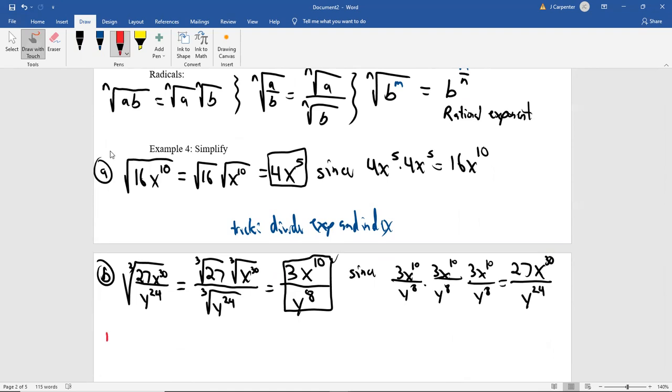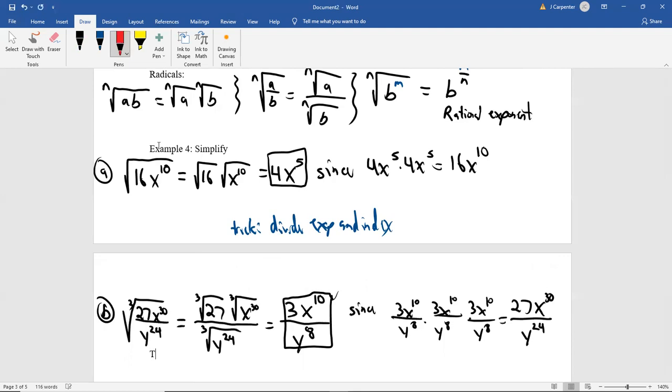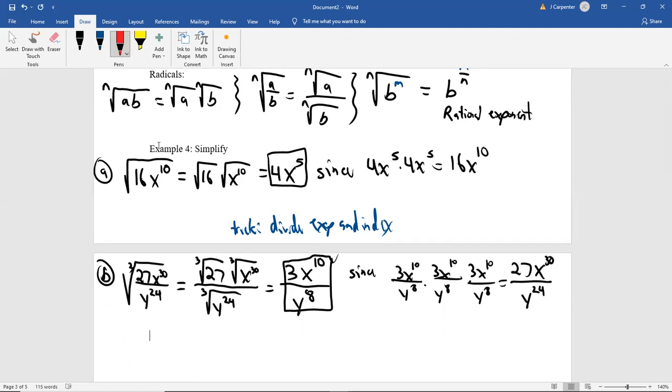Note. This rule works for products and quotients. See, this was a multiplication of stuff. This was a division of stuff. It doesn't work for adding and subtracting. In fact, I want to type that instead of writing it.